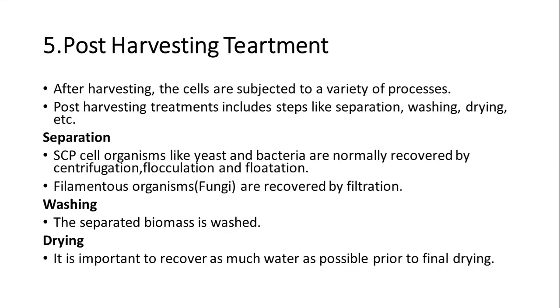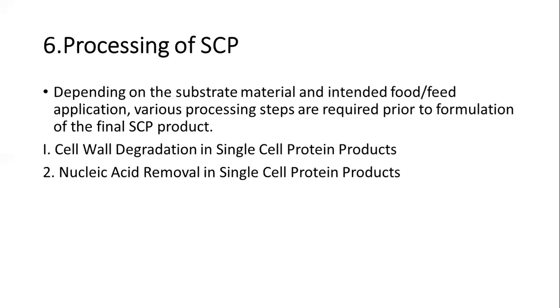The first step is the process of separation. SCP-producing organism cells like yeast and bacteria are recovered by centrifugation, flocculation, and flotation processes. Filamentous fungi are recovered by the filtration process. After that, washing is done, the separated biomass is washed, and then the final round is drying, after removal of water.